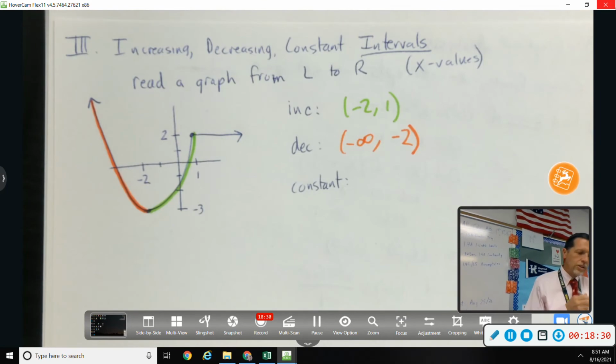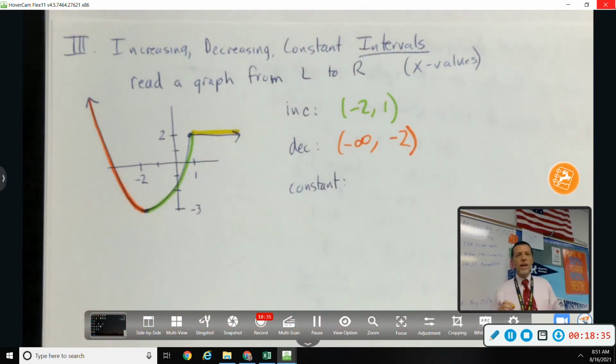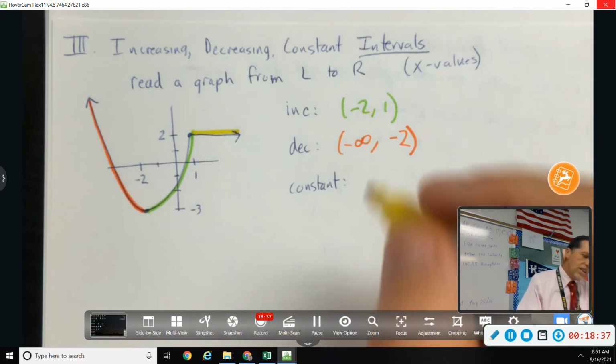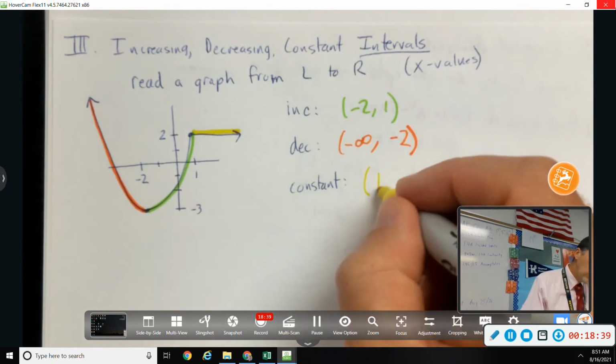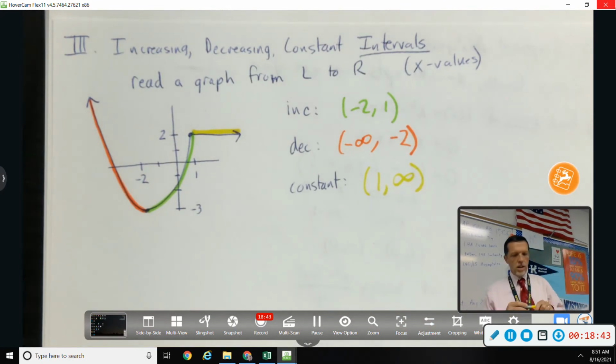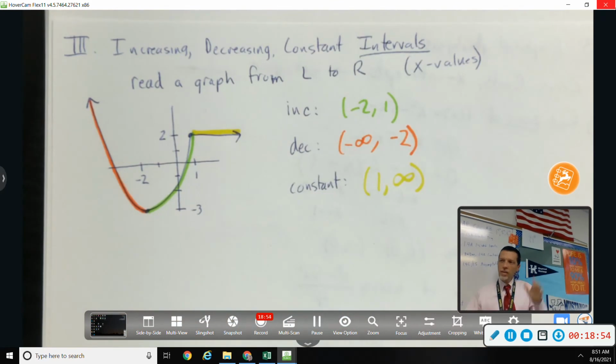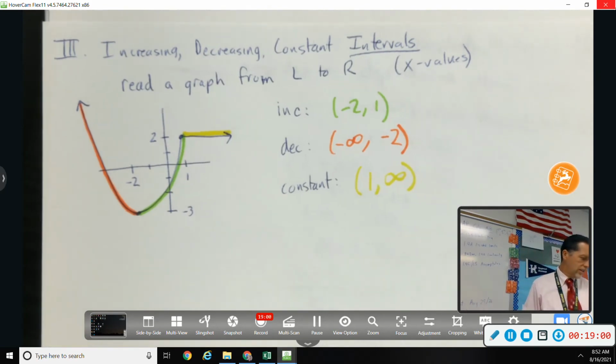Running out of colors up here. Well, that's an easy one. That one's constant. That starts at 1 and goes to infinity. And obviously we could come up with a whole manner of graphs, and you might have more than one increasing interval, so you'd have to put the u there and then put all the other ones. But this was a simple one. Increasing, decreasing, constant.